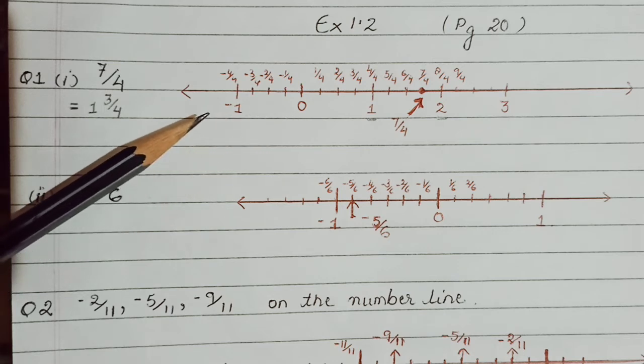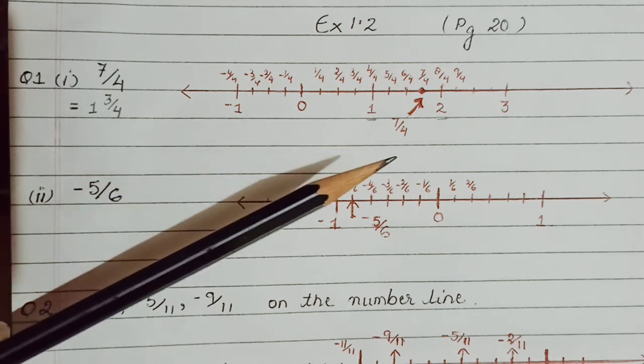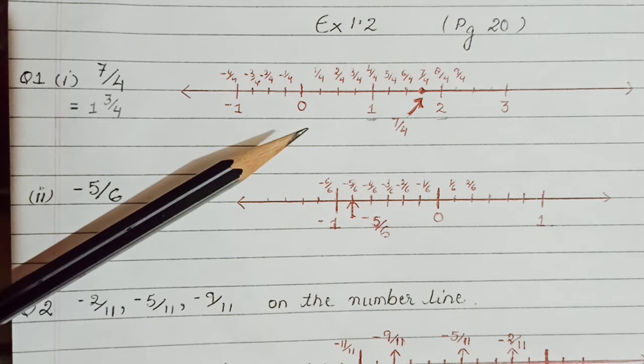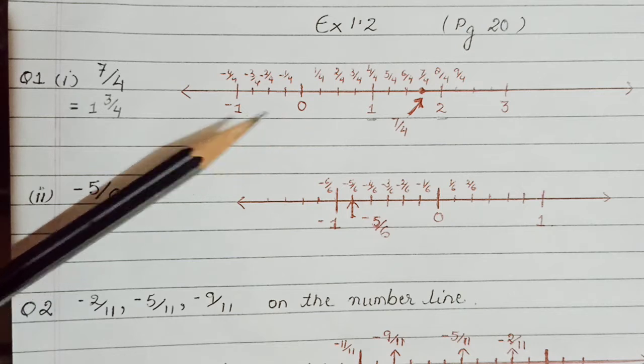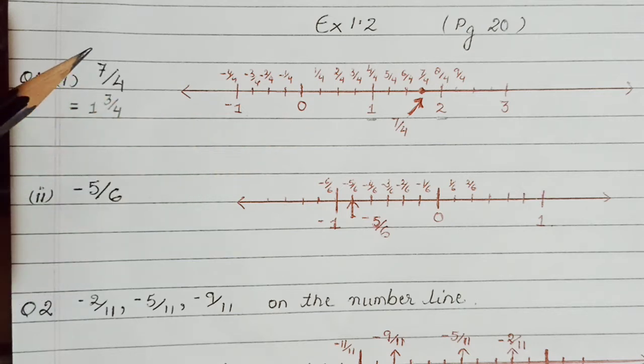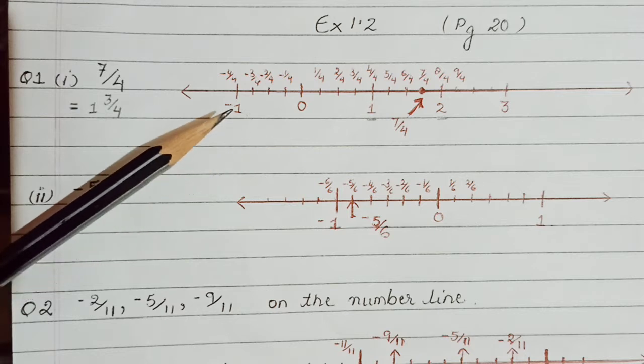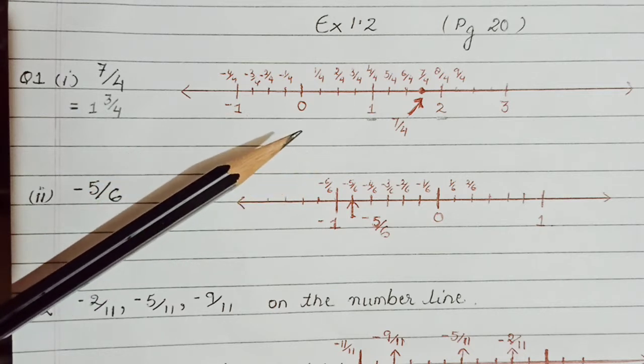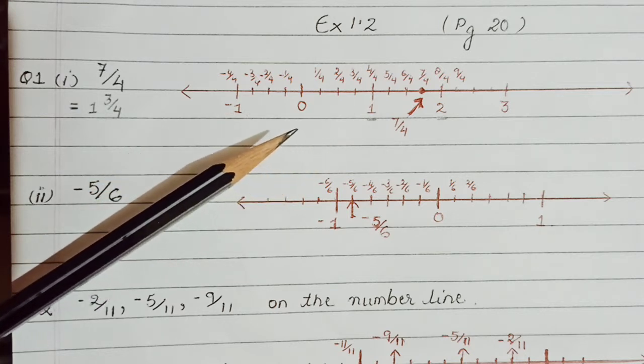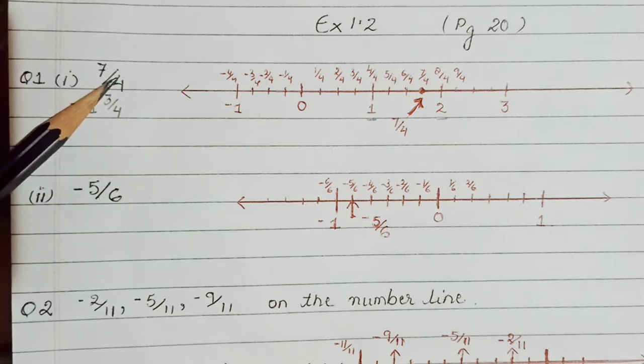To the left of 0 we have negative numbers, to the right of 0 we have positive numbers. Right, now coming to rational numbers, specifically between any two integers we can have so many rational numbers. Now we know that. Okay, so how to mark those rational numbers? See, like in this example here, you have to mark 7 by 4.